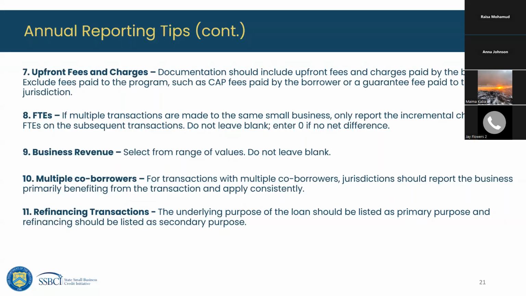Multiple co-borrowers. For jurisdictions with transactions that involve multiple co-borrowers, the jurisdiction should report the co-borrower or business that is primarily benefiting from the transaction, and be sure to apply that consistently, not using one co-borrower on one transaction and another co-borrower on another. Just make sure it's consistent there.